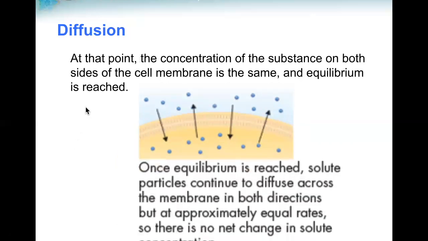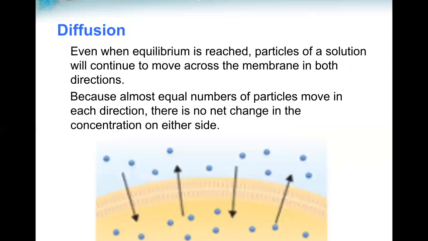At that point, the concentration of the substance on both sides of the cell membrane is the same, and equilibrium is reached. As you can see, they still cross, but they cross evenly. And that's equilibrium. No net change in solute concentration on either side. Even when equilibrium is reached, particles of solution will continue to move across the membrane in both directions. Because almost equal numbers of particles move in each direction, there's no net change in the concentration on either side.